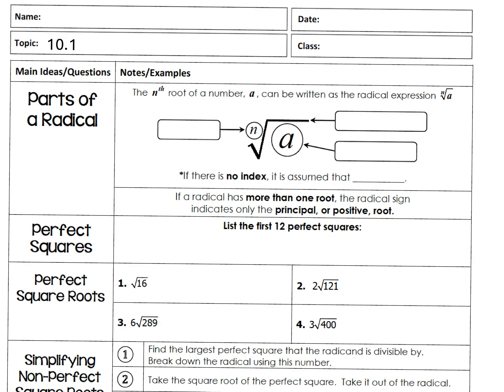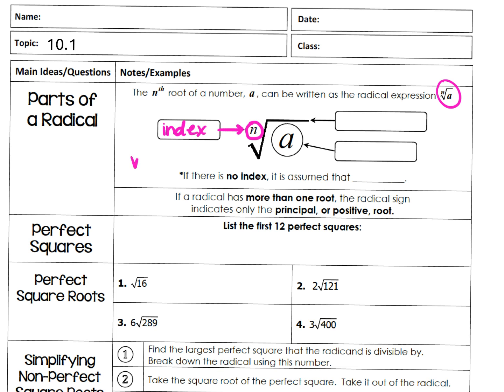So first thing, okay, it says up top, the nth root of a number a can be written as the radical expression that you see right here. Does anyone know what this n, the little superscript number, is called? I don't expect any of you to know it. It's called the index, okay?